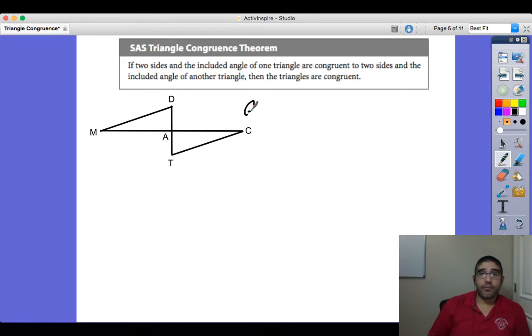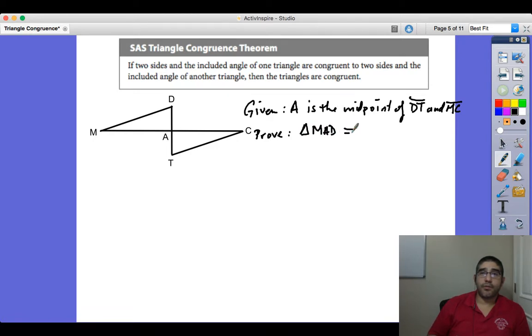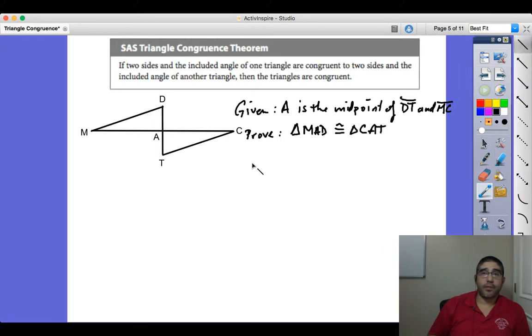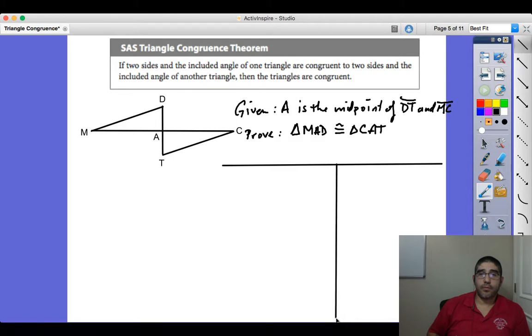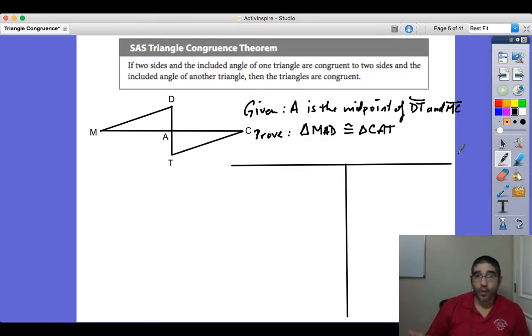Okay, so we are given, now here there's nothing marked, but I'm going to tell you that A is the midpoint of DT and MC. And so we're given that, and we need to prove that triangle MAD is congruent to triangle CAT. Okay? So here we go. Let's get our two-column proof. Make our two columns. Let's start with the stuff that we're given, because we always start with the stuff that we're given.